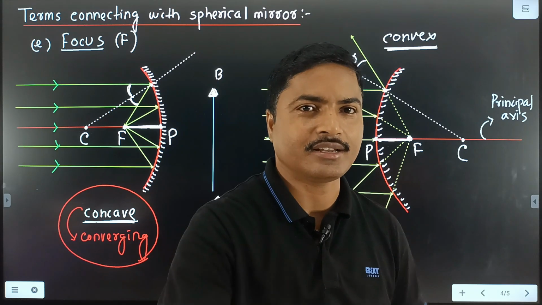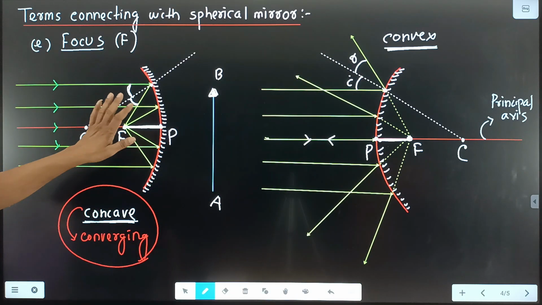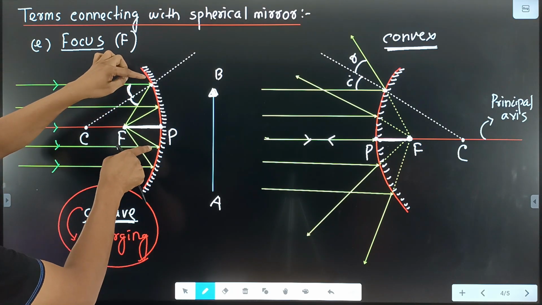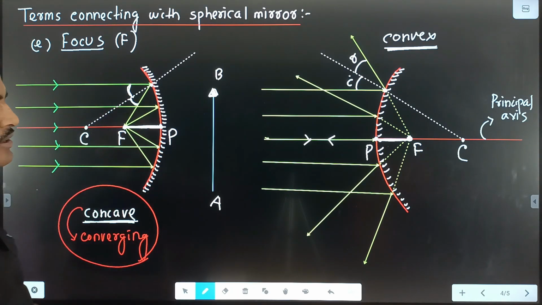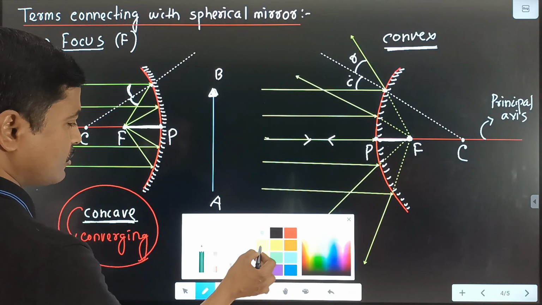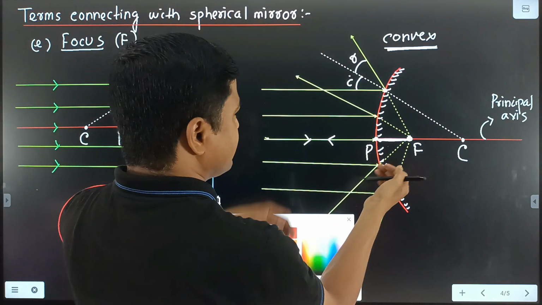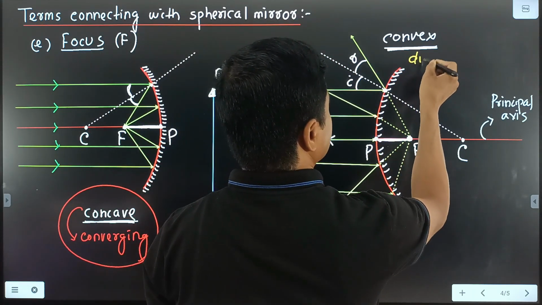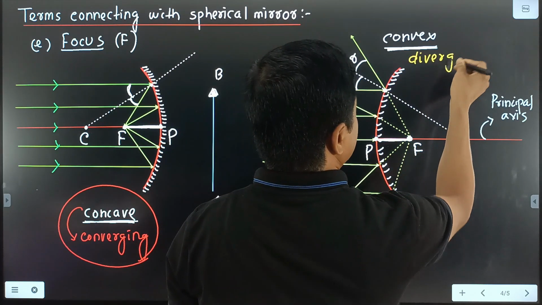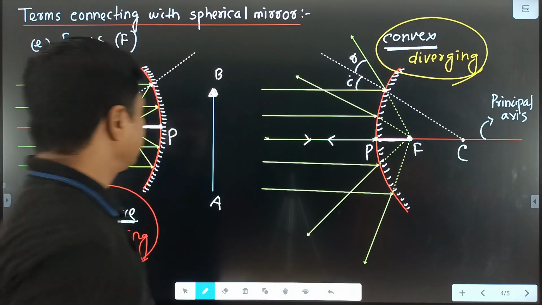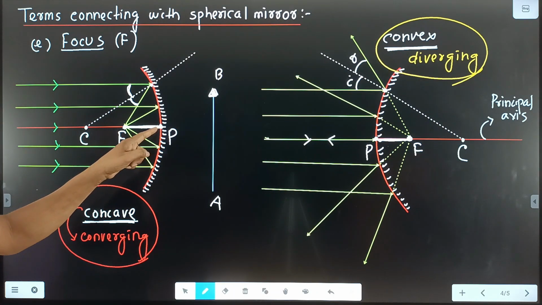Clear? Once again, this one is your concave mirror. The concave mirror is known as the converging mirror, because the reflected rays are converging. And this is the convex spherical mirror, where the reflected rays are diverging from each other, so the convex mirror is also known as the diverging spherical mirror. Clear?